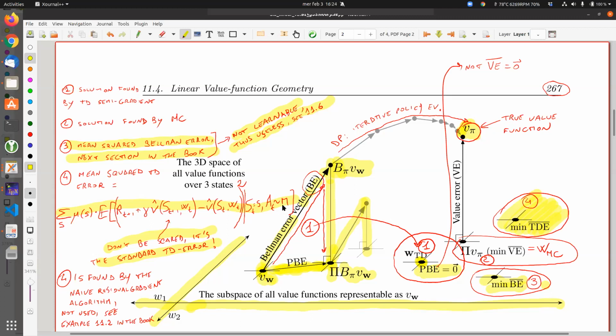And this point can be found by something which is called the naive residual gradient algorithm. And also this algorithm is not used, for reasons that are explained in the next example that we are not doing right now. But I'm just telling you a few things that you can use to start a nice geometrical topic from here.